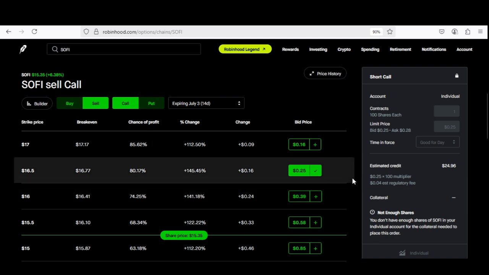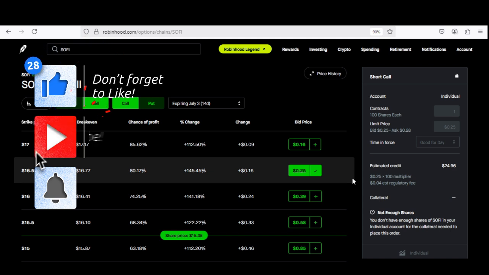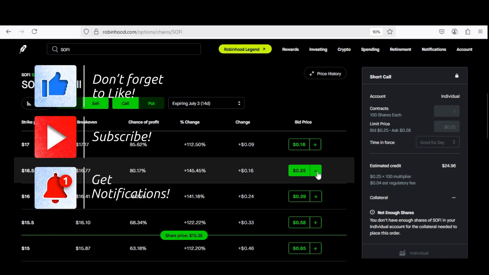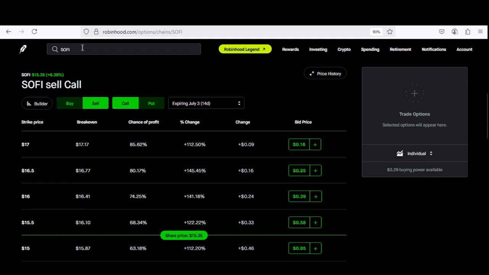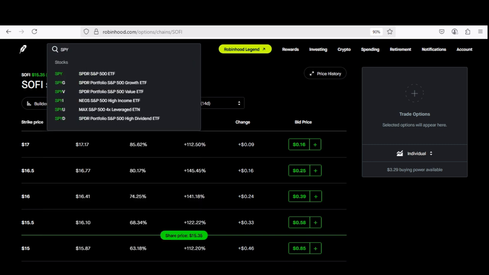Now, for those of you that have accounts that's less than $1,000, do not worry. I do have something for you guys as well. So let's go ahead and jump into that. We're going to change the stock right now, and now we're going to go to the Spider ETF, and that ticker is going to be SPY.